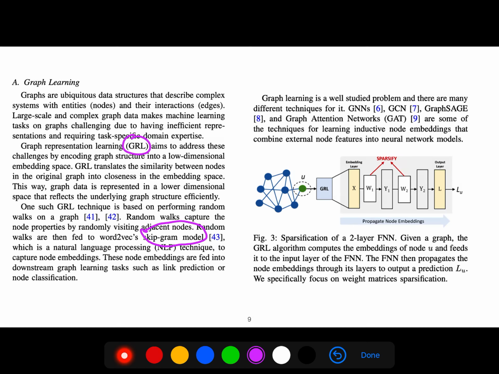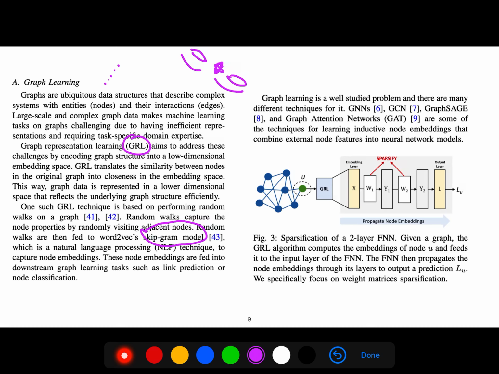So they capture node properties by randomly visiting adjacent nodes, and random walks are then fed to the word2vec skipgram model, which is a natural language processing technique, to capture node embeddings. For example, we have one word and its surrounding words. Same here: because a random walk is a sequence of nodes, we take the middle one and get the surrounding ones.